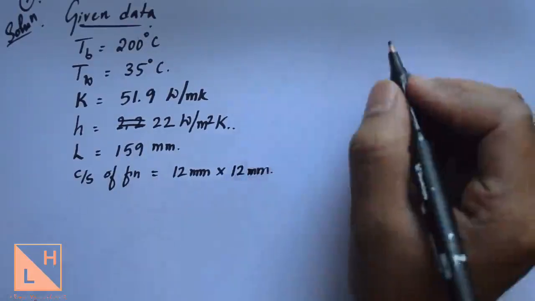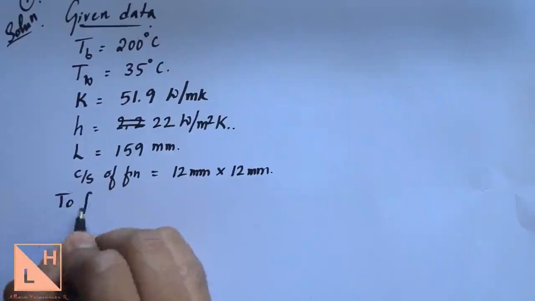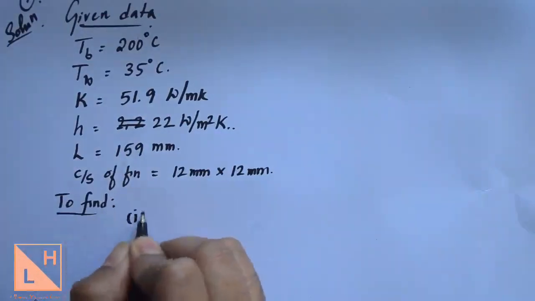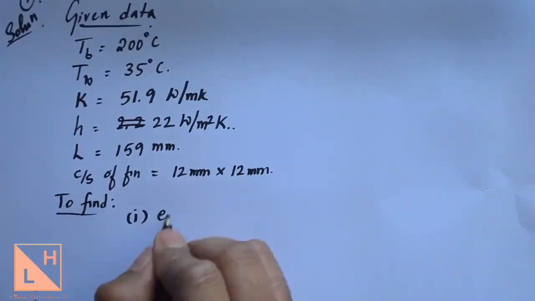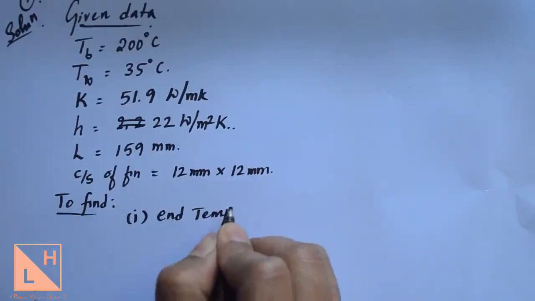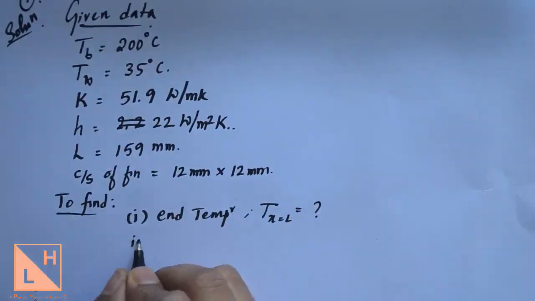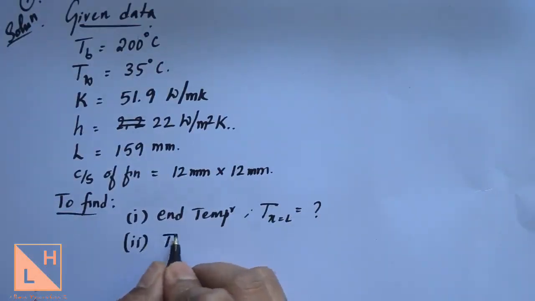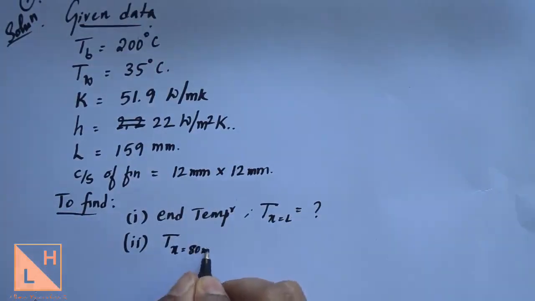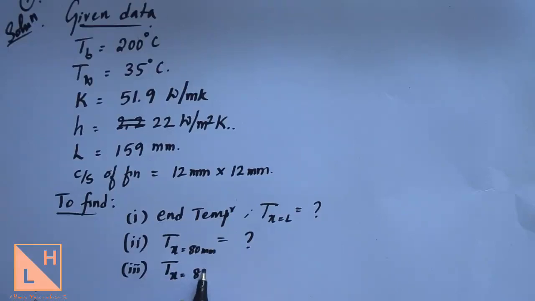Now what are we supposed to find? The first sub question says you are supposed to find the temperature at the end of the fin. That is called the end temperature, which we'll take as T at x equal to L. The next sub question says you need to find the temperature at a distance of 80 mm from the base. That is T at x equal to 80 mm, and the last one is, if you assume the length of the fin as 80 meters, then what is the temperature over there?